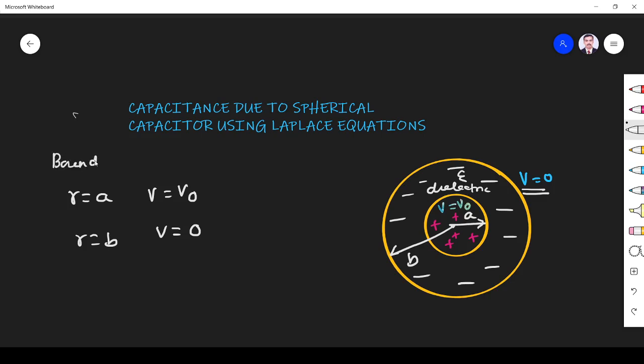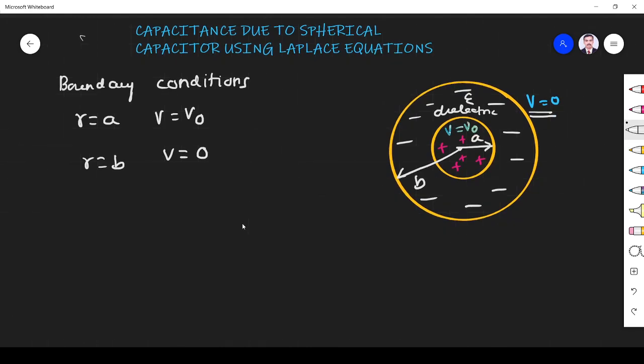Right, we know whenever we want to apply Laplace equation, we should know the boundary condition. First we derive this. Now we use the typical Laplace algorithm. I told you what the first step is. If you have any doubt, please refer to my video on capacitance using Laplace equation in cylindrical and parallel plate capacitor. First, we have to write the Laplace equation. It is a spherical coordinate system.